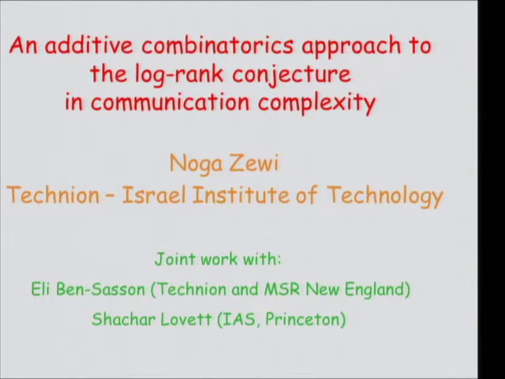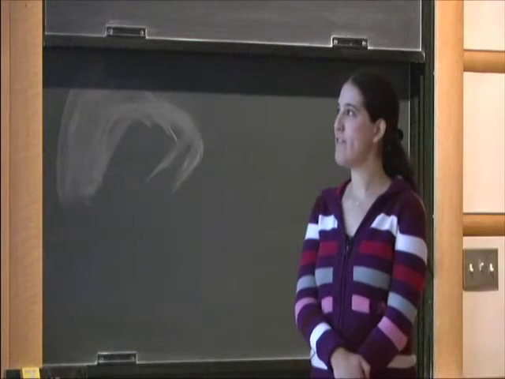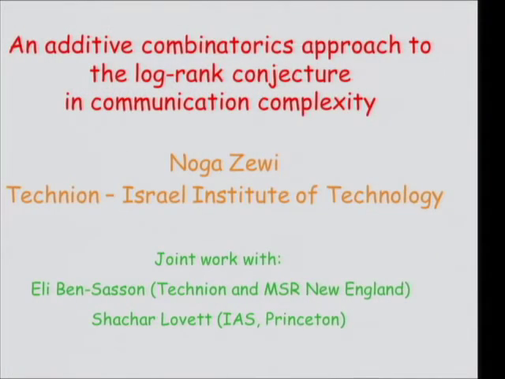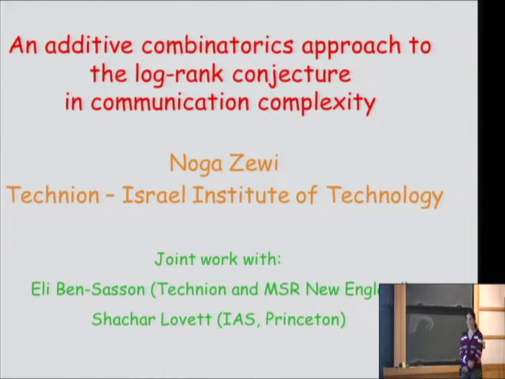Okay, so I'm going to talk about a new approach for making progress on the logrank conjecture using tools from additive combinatorics. This is joint work with Eli Ben-Sasson, who was at the Technion when this work was done and is now at Microsoft Research New England, and Shachar Lovett from here.